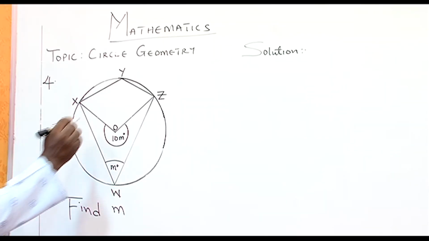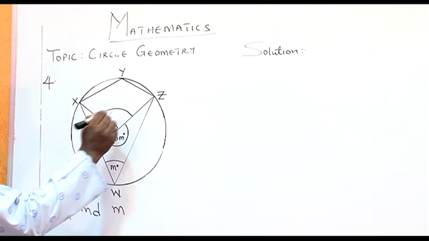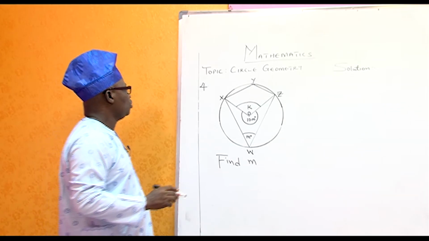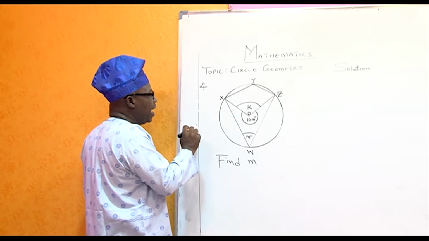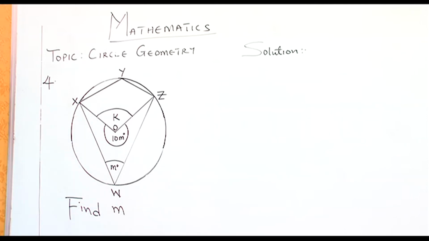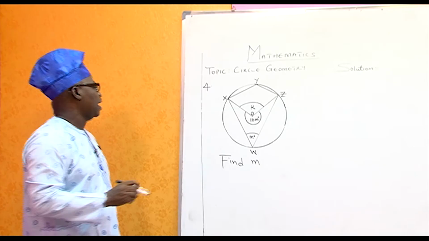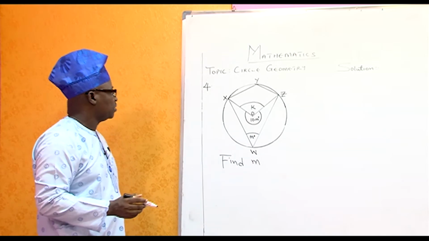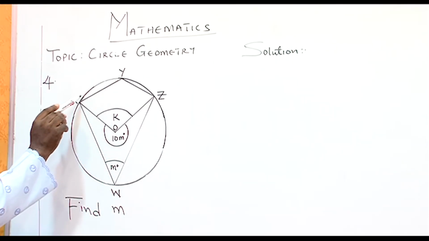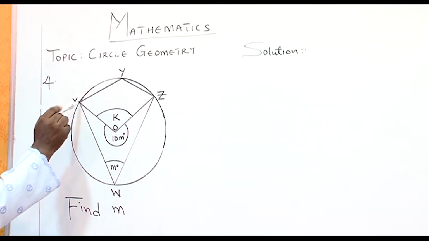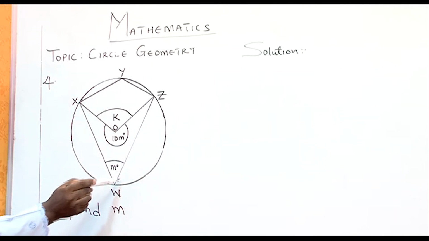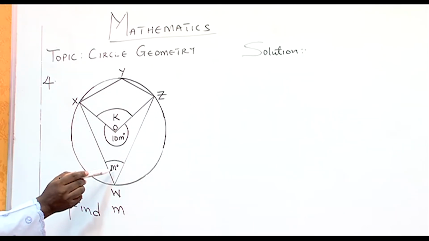Now, before we start, we can call this angle here angle K. There's a relationship between angle K and angle m. Angle K is going to be 2 times m because angle K is at the center and angle m is at the circumference. And mind you, angle K is subtended at the center by this arc XZ. The same arc XZ subtends angle m on the circumference.